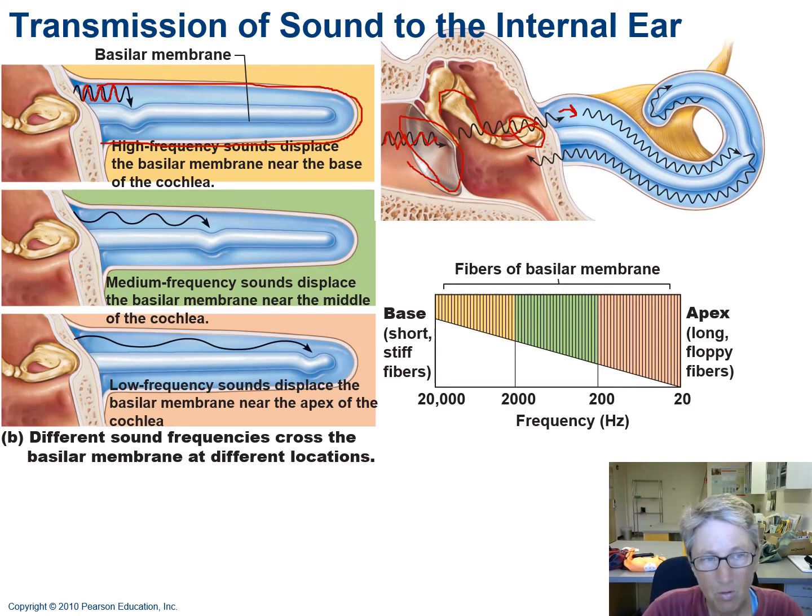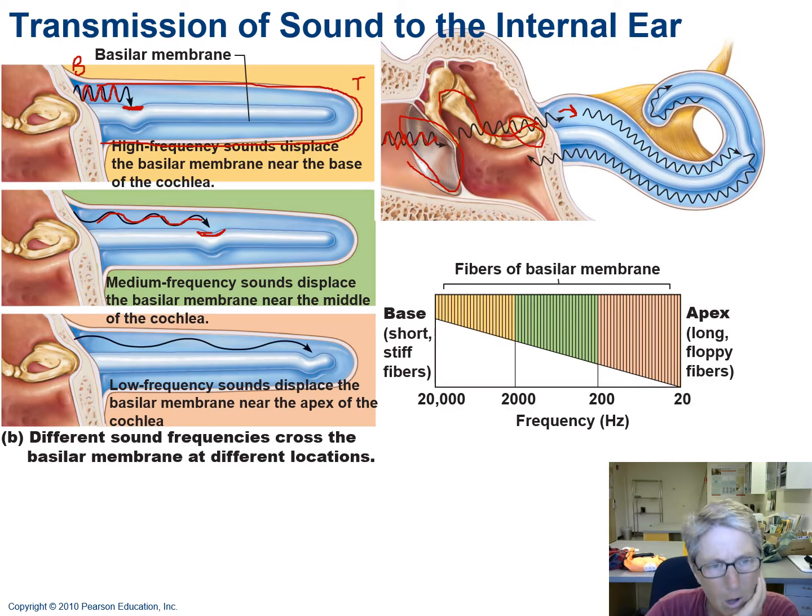Then those waves will displace the basilar membrane, which is in here, near the base of the cochlea. So remember, this is the tip of the cochlea, or the helicotrema. Here, this is the base of the cochlea, where it starts. So if you are a high frequency sound, you're going to displace that basilar membrane near the base of the cochlea. If you are a medium frequency sound, check it out, this is medium frequency, then you're going to displace the basilar membrane inside here in the cochlear duct near the middle of the cochlea.